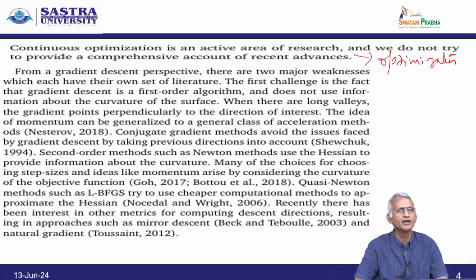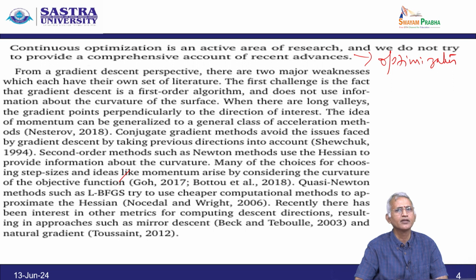So, the idea of momentum can be generalized to a general class of acceleration methods. Conjugate gradient methods avoid the issues faced by gradient descent by taking previous directions into account. Second-order methods such as Newton's method use the Hessian to provide information about the curvature. Many of the choices for choosing step size and ideas like momentum arise by considering the curvature of the objective function, Goh 2017 and Bottou et al.